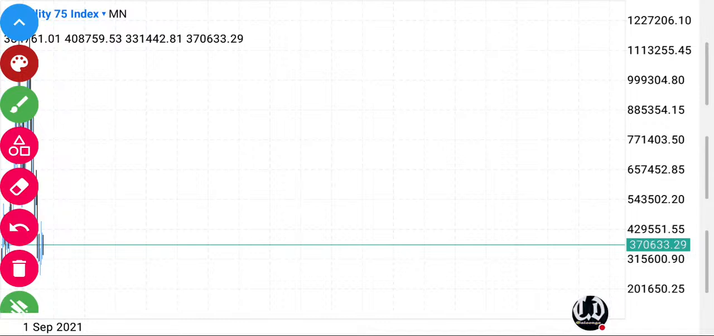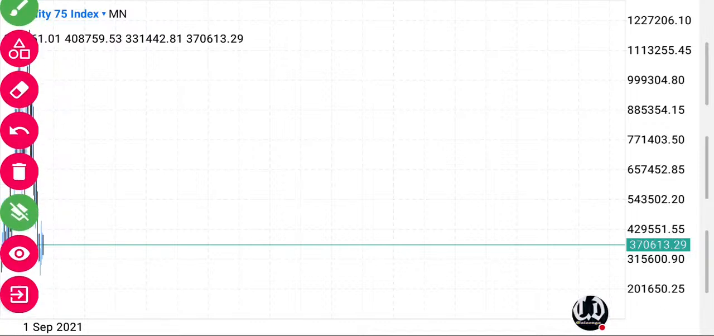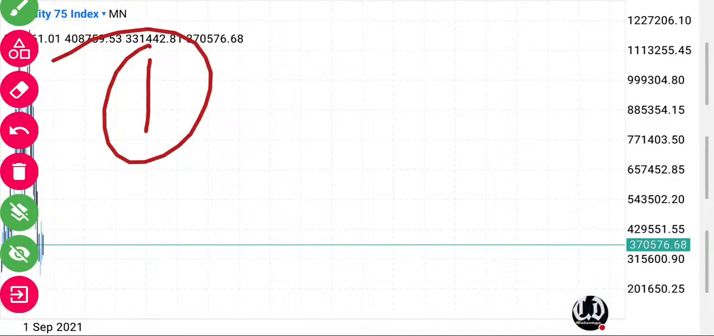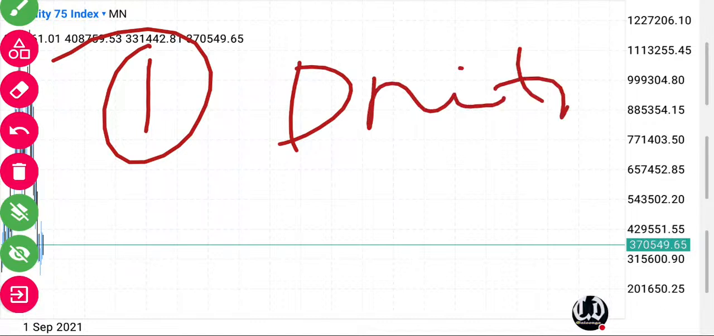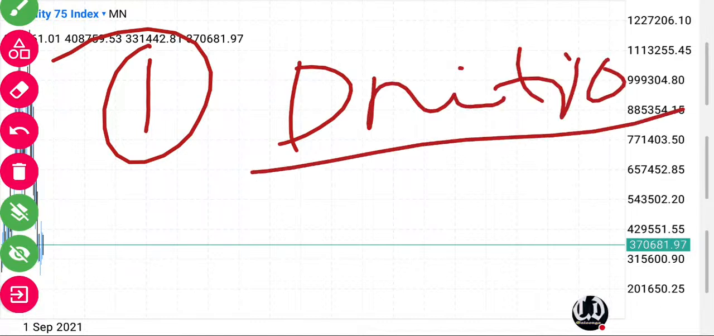Always when you come to the chart, when you open your chart, first thing you have to know is that you have to find three things. Step number one, you have to find the direction. What? Direction, guys. That is number one. Are you getting the point? You have to find the direction of the market.